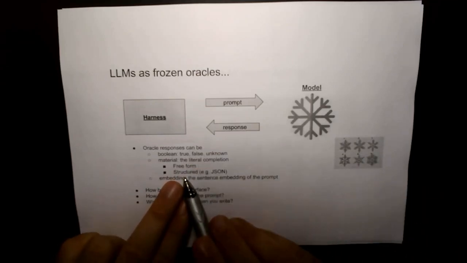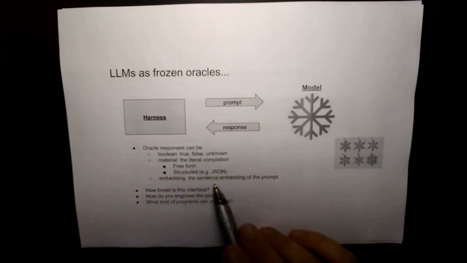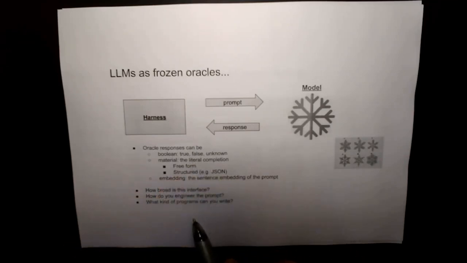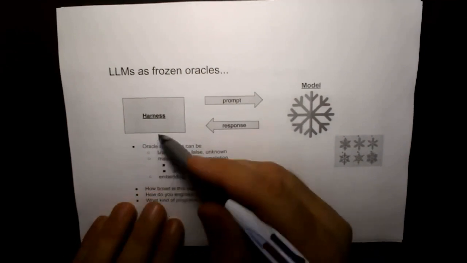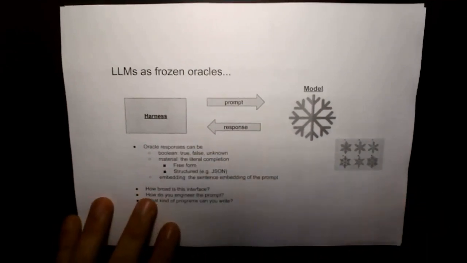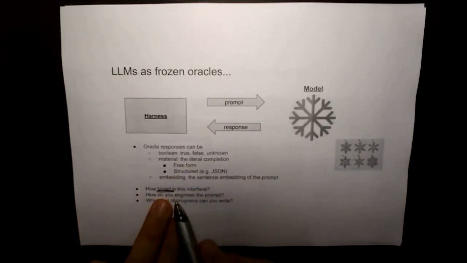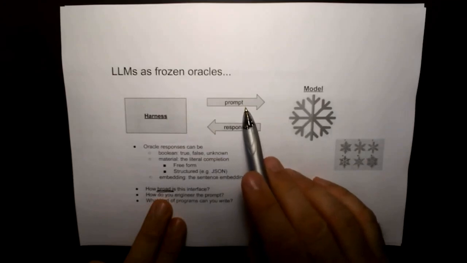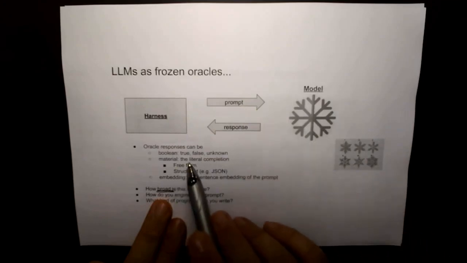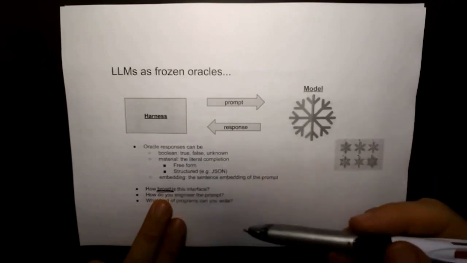Or you can also say, "Oh, could you please give me structured JSON?" So sometimes the response can be somewhat structured that's coming back. So you can also get embeddings that come back, but there's kind of a limited number of things that can go here. But if you think about it, how broad is this interface? And the answer is extremely broad because you can put in God knows what prompt, and you're going to get a response back out.